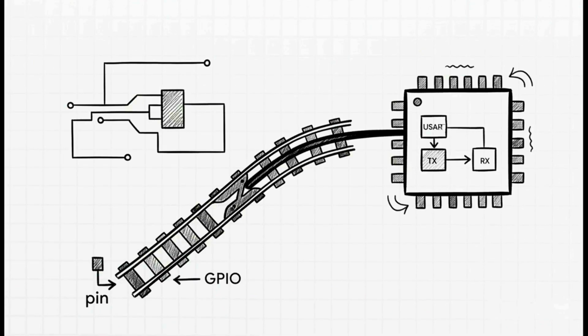So what exactly is this alternate function mode? Well, think of it like a switch on a railway track. By default, a pin is just a general-purpose input/output. But when you flip it into alternate function mode, you're basically rerouting the track. You disconnect the pin from the normal GPIO logic and connect it directly to the internal hardware of a peripheral. In our case, the USART's transmitter and receiver.